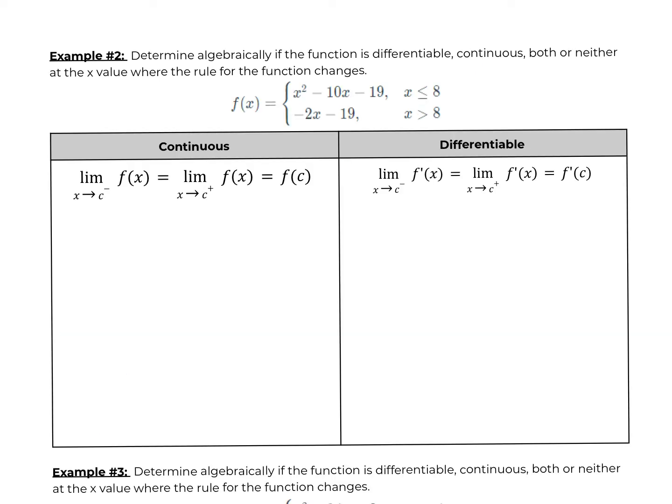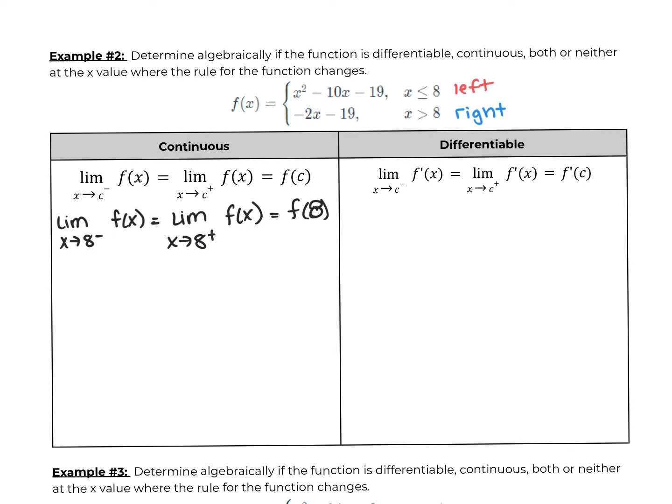So example number 2, same concept. The question is asking to find the limit as x approaches c. In this case, your c is 8. So less than or equal to 8 is my left side of the graph, and greater than 8 is my right side of the graph. So let's rewrite what we need. We need the limit as x approaches 8 from the left of f of x, and we need the limit as x approaches 8 from the right of f of x, and it needs to equal f of c, or in this case, f of 8.